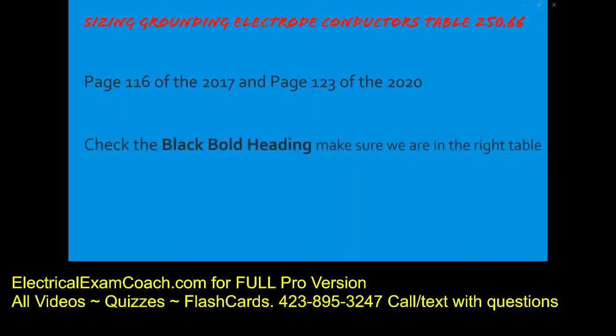And I cannot stress to you enough, the next three tables that we're getting ready to learn almost look identical. And if you don't read the black bold heading when you get to the table, you can be off in a heartbeat. I mean, these three tables look almost identical. So when we get to our table, it says 250.66, grounding electrode conductor. Great, I feel like we're in the right table. So starting on the left-hand side are going to be two columns, and on the right-hand side are going to be two columns. Let's break those down now.